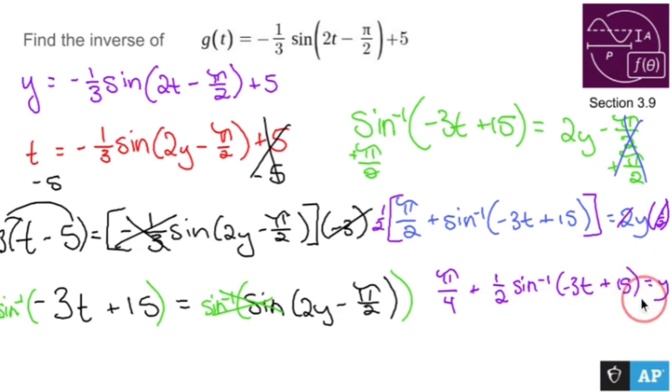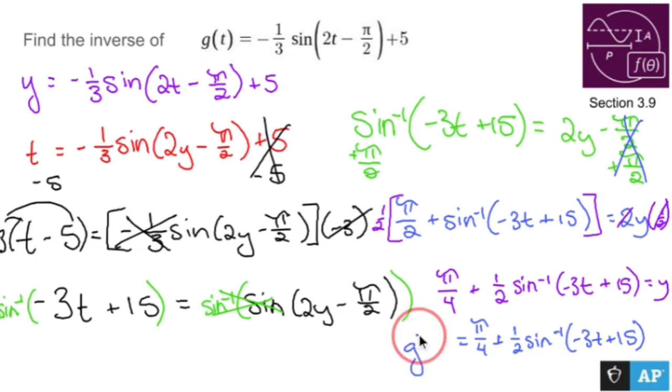And that equals y. So last step is I'm going to swap sides, and I'm going to move that pi over 4 plus half of the inverse sine of negative 3t plus 15 and move the y to the left. But remember that it used to be g of t, so now I'm going to call it the inverse of g of t.